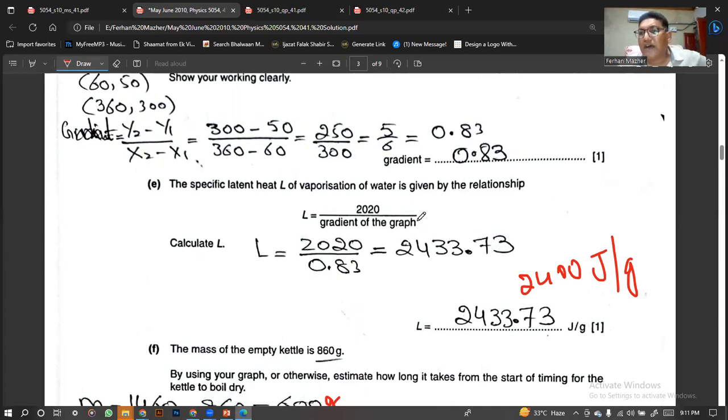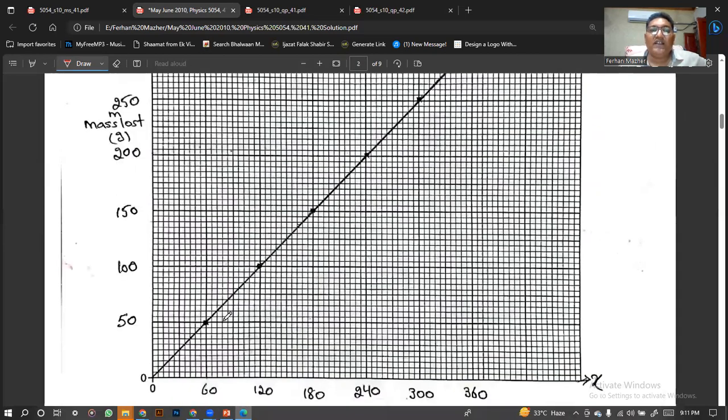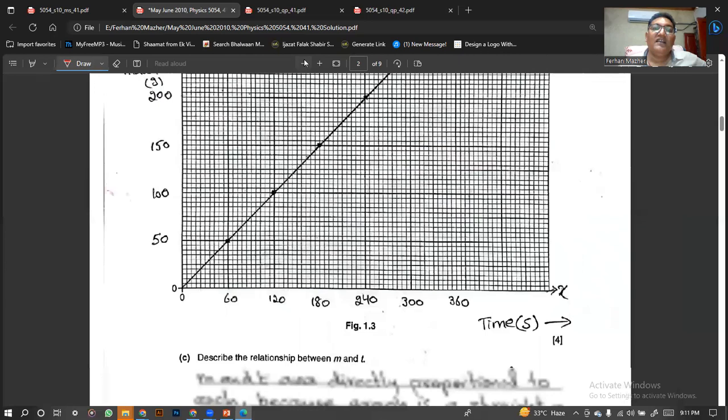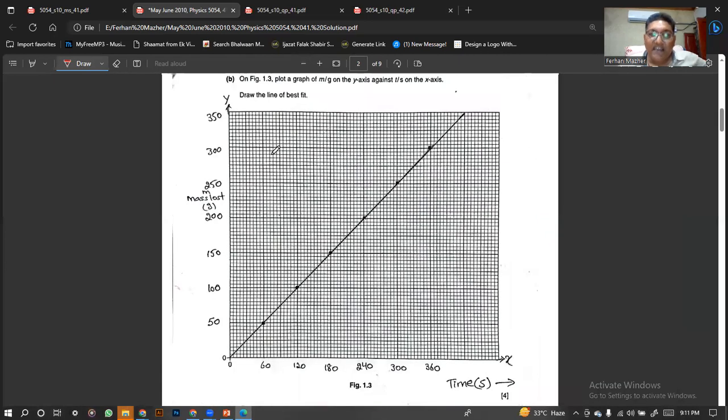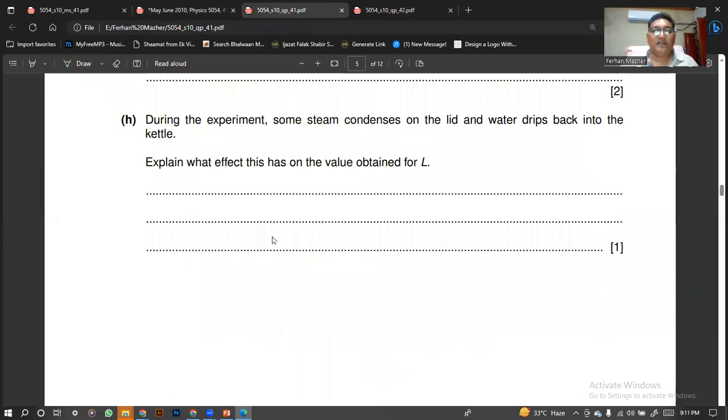If the gradient of the graph becomes smaller, this L value will increase. And why will the gradient of the graph become smaller? You see, it will take a longer time to boil off this mass. So this graph will become less steep, its gradient will decrease. When this gradient decreases, the L value will increase. So these are my answers. So we are done with question one.